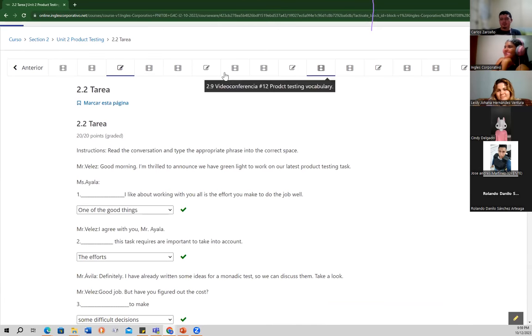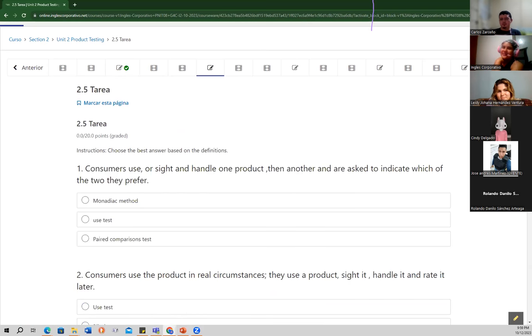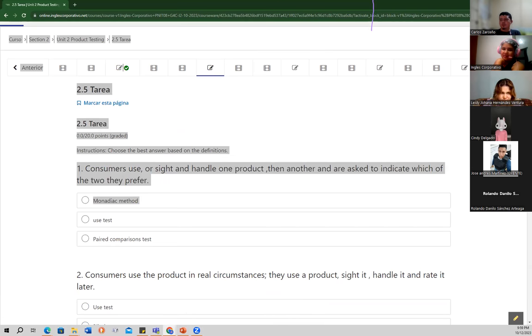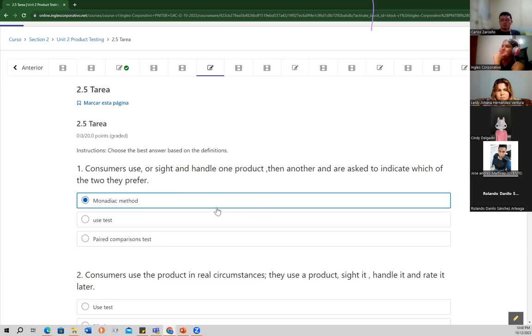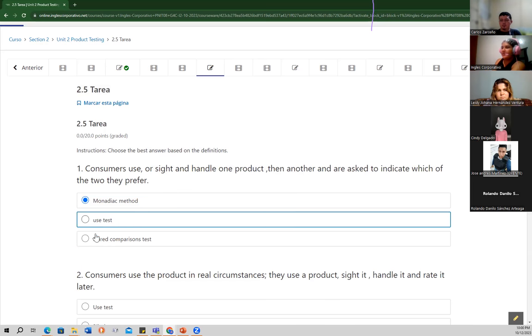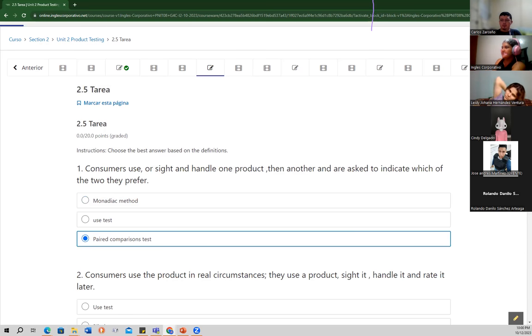Very good. Thank you. So now here, 2.5. We're going to finish this and then we are done, okay? It is related to the type of test. What do you remember about the type of test? Consumers use or sight and handle one product, then another, and are asked to indicate which of the two they prefer. Paired comparison test. Very good.